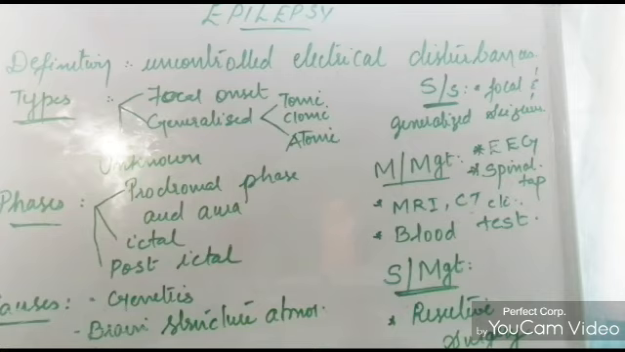Next we move on to surgical management. In surgical management, there may be a resective surgery, that means a temporal lobectomy is done. The most common epilepsy surgery is the removal of a small portion of the brain.